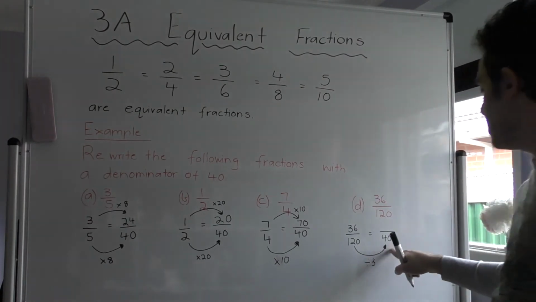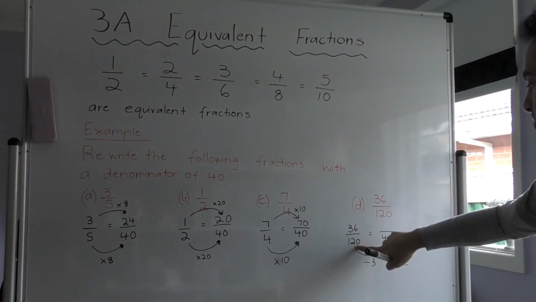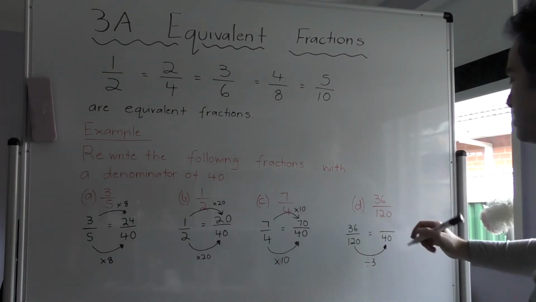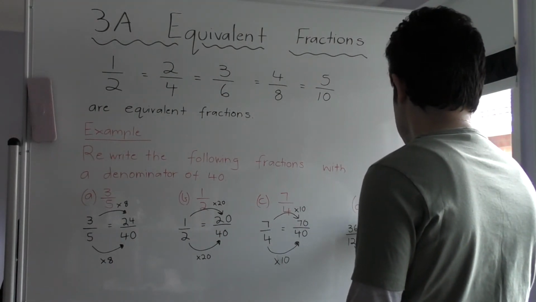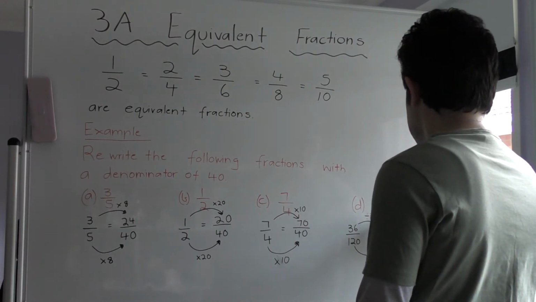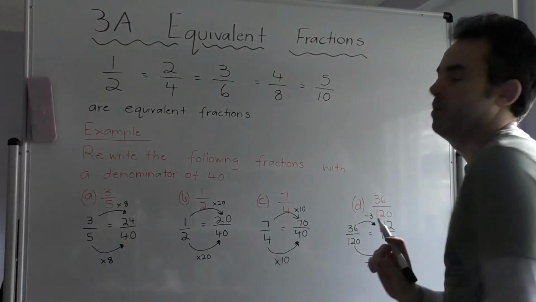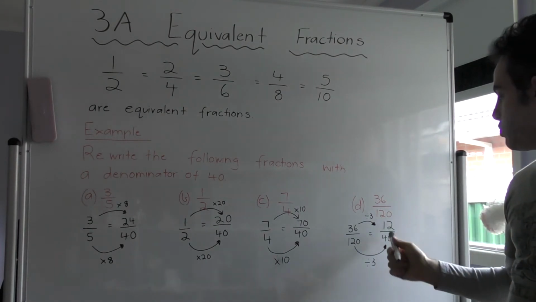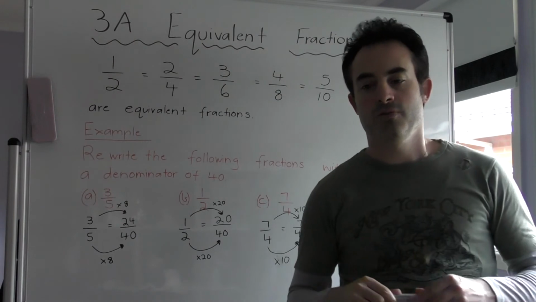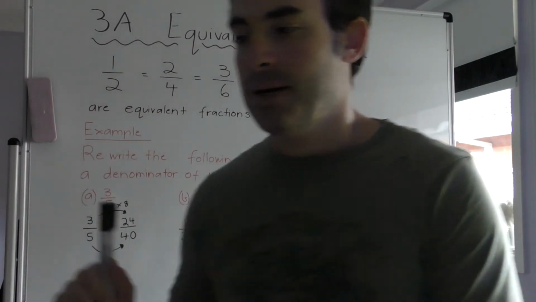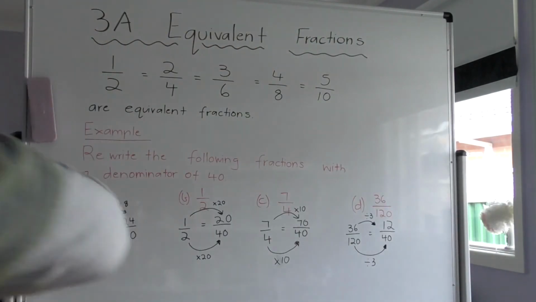I will get 40. So if I've divided the bottom number by 3, I also have to divide the top number by 3. So if we divide the top number by 3, we're going to get 12. Okay? So our answer will be 12 over 40. So now what we've done is we've converted all of those fractions to a denominator of 40.